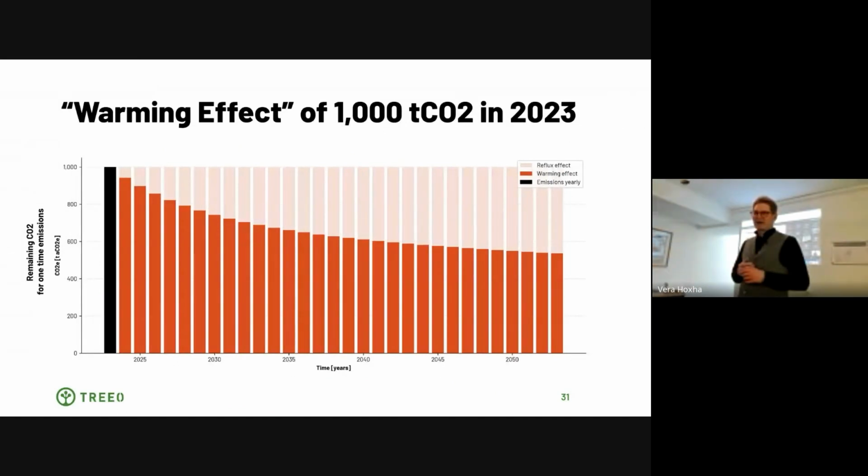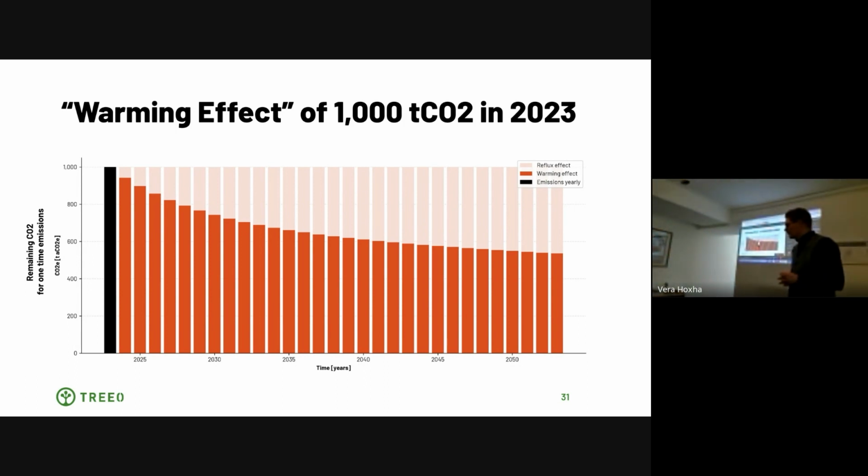So now we come to one of the questions we had. How do I now account for my emissions in this model? So if you assume you have emissions of 1,000 tons in 2023, how does this look like? So the black bar in this chart shows the emission in 2023 of 1,000. So it's time from left to right and the emissions from top to bottom. And then the red bars are what Hans-Peter introduced already, the reflux effect. So this is the CO2 that is still in the atmosphere and causing warming of the planet.